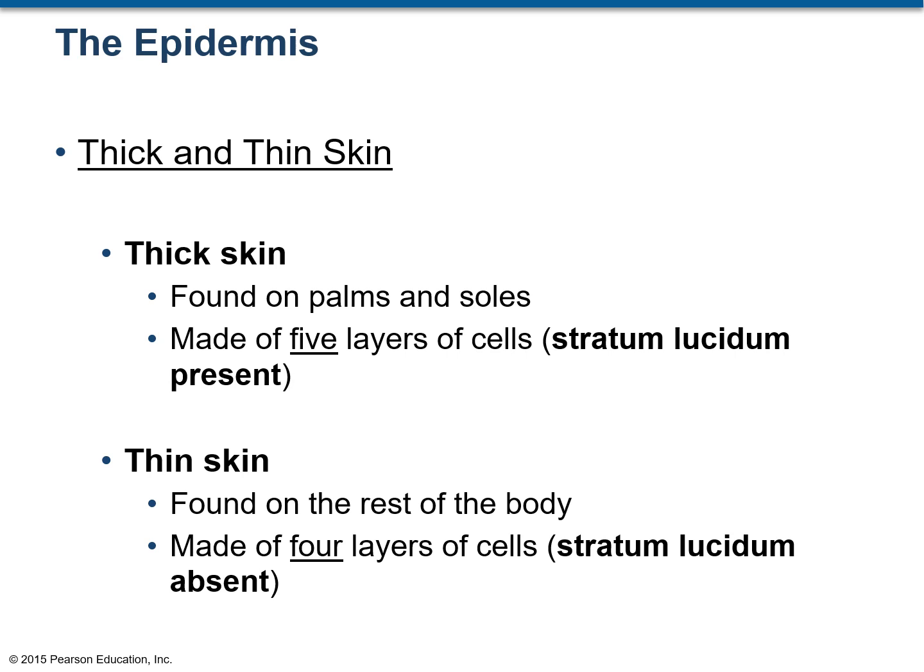So what makes the thick skin thick? It's because the thick skin has an extra layer of cells. So thick skin has 5 layers of cells while thin skin has only 4 layers of cells. And the 5 layers, that extra layer is known as the stratum lucidum. So stratum lucidum is the extra layer present only in thick skin. In thin skin, stratum lucidum is absent.